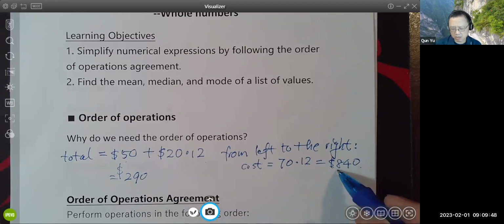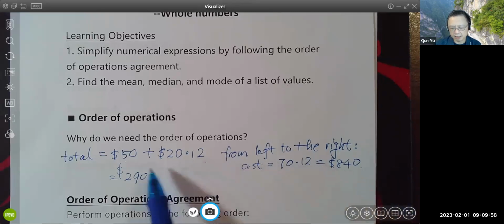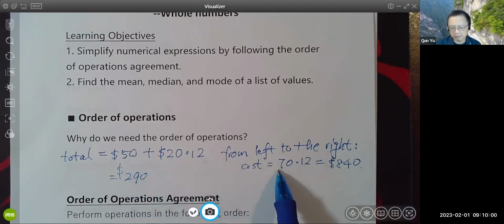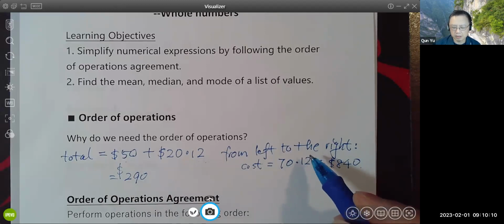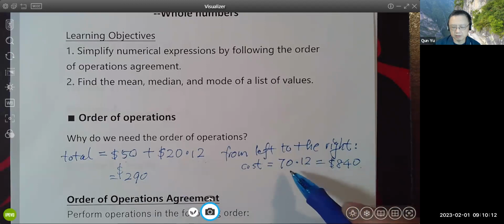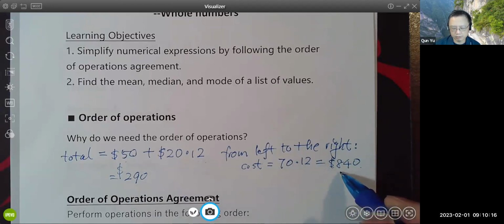But what is wrong here in this 840? Regardless of what we get, what is wrong is we were wrong in terms of order of operations. By adding these two together, you get 70, then you multiply by 12. That means you have 12 70s. That's the meaning of multiplication we learned in the previous video. Basically, you have 12 70s: 70, 70, 70, 70. That's why you end up with 840.